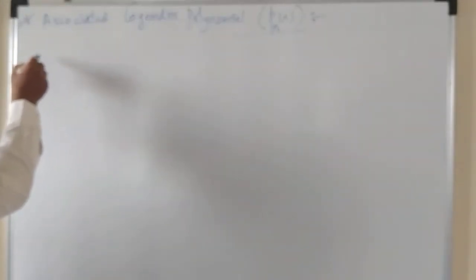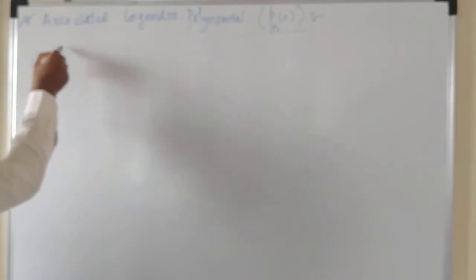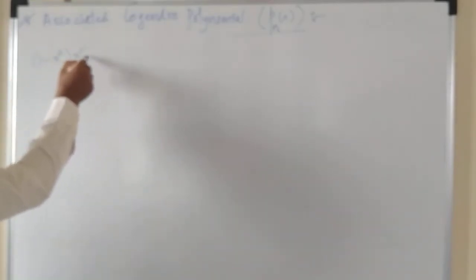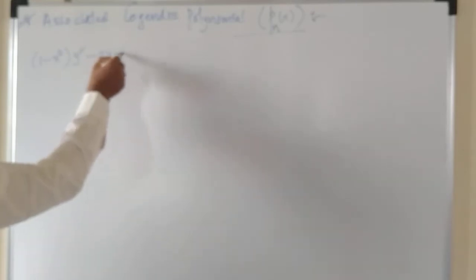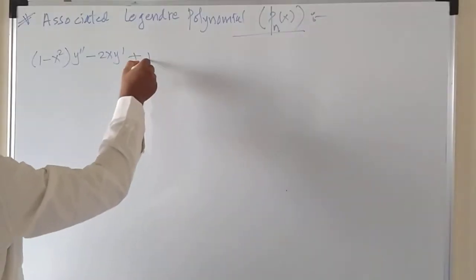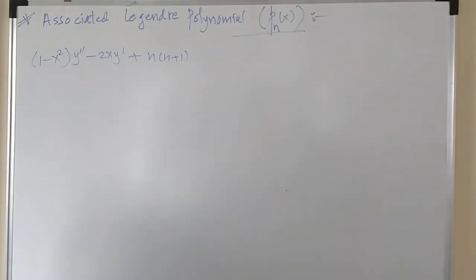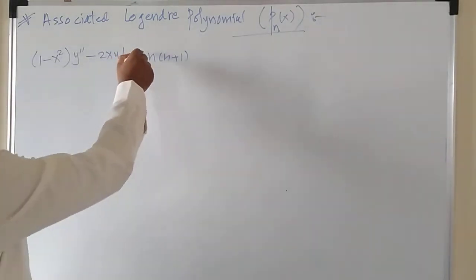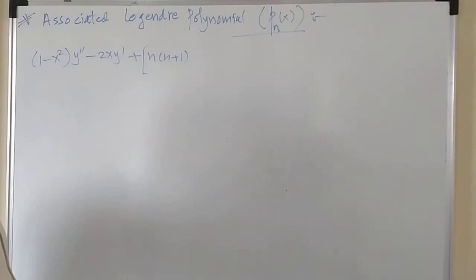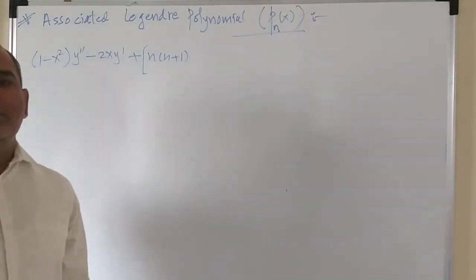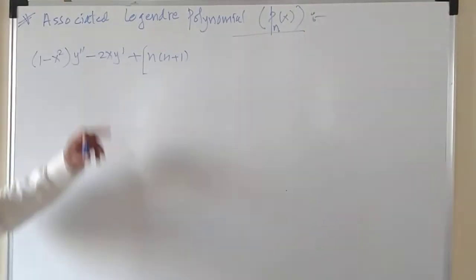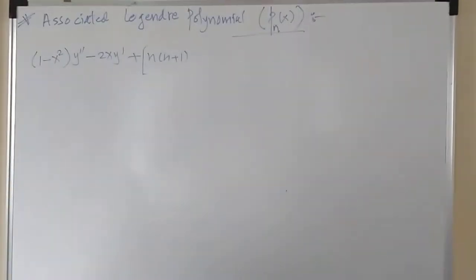The differential equation for a Legendre polynomial is (1 minus x square) y double prime minus 2x y prime plus n(n plus 1) y equals 0. So this is the Legendre differential equation.